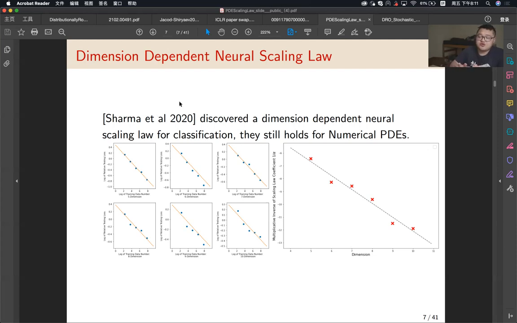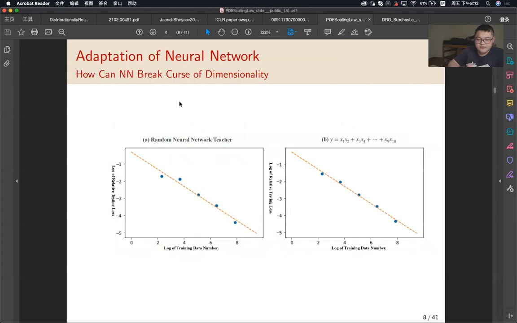So can I show this neural scaling law in theory? I think it's doable and I will show you how I can do this. One always says that the neural network can break the curse of dimensionality. So how does it happen? The functions I showed here are actually two very, very simple functions.